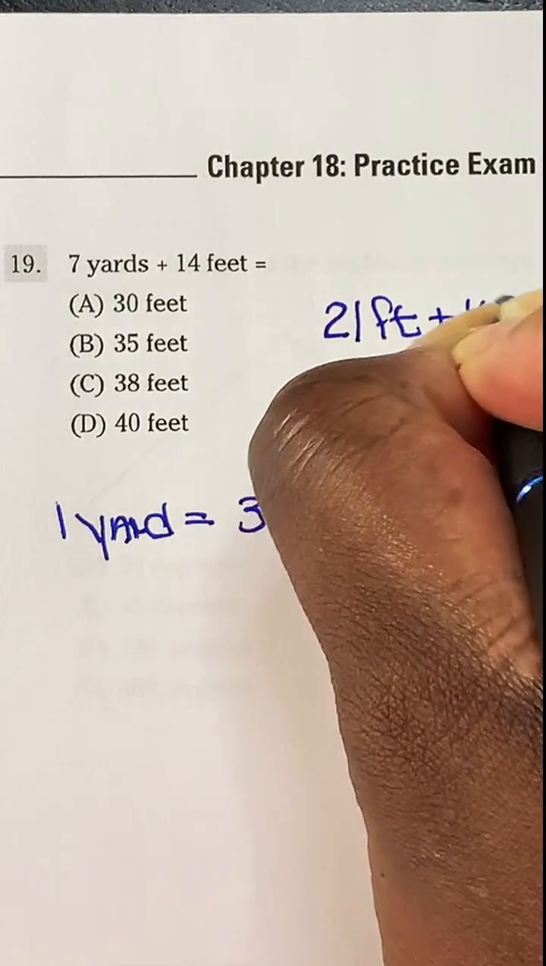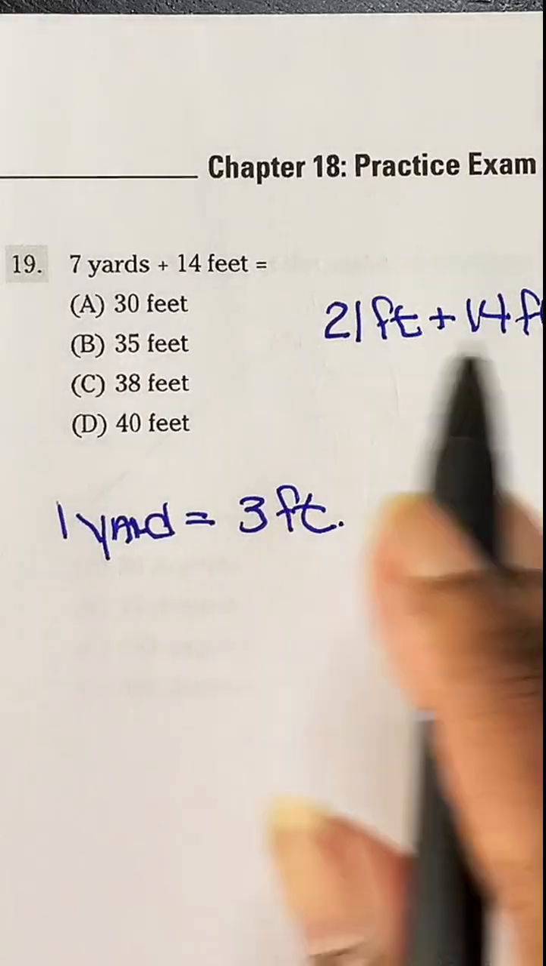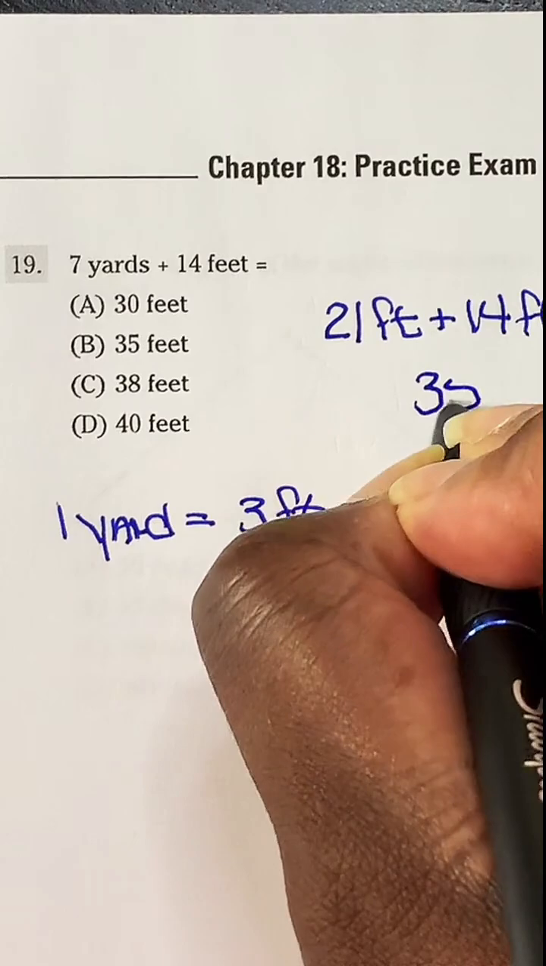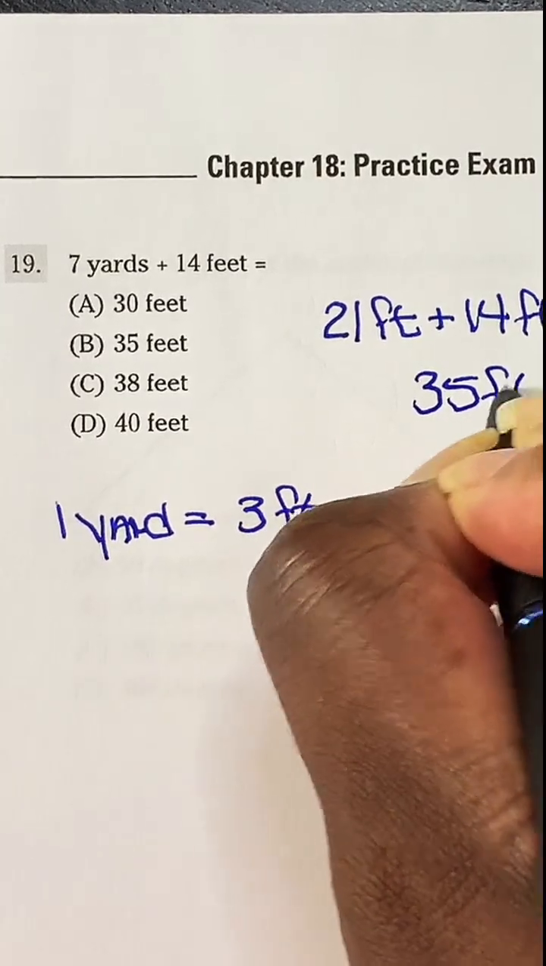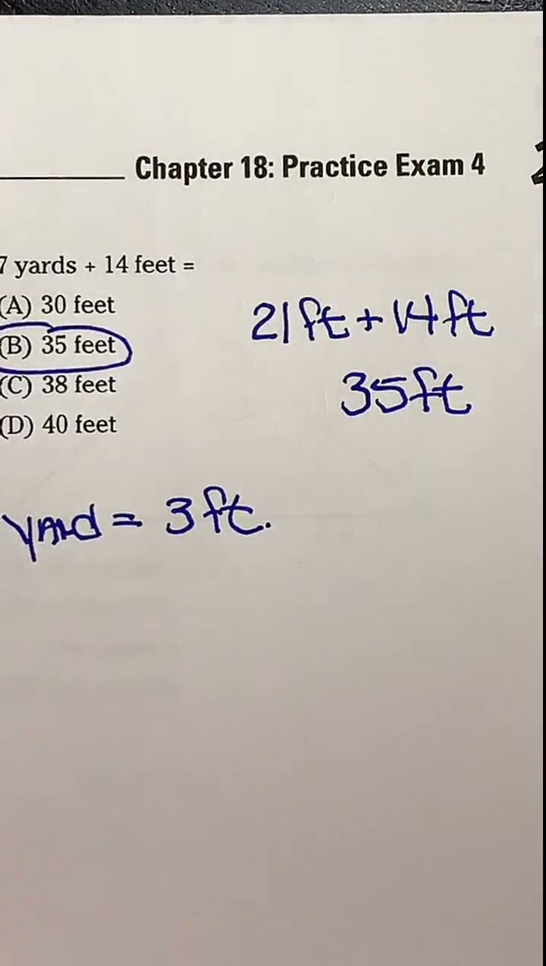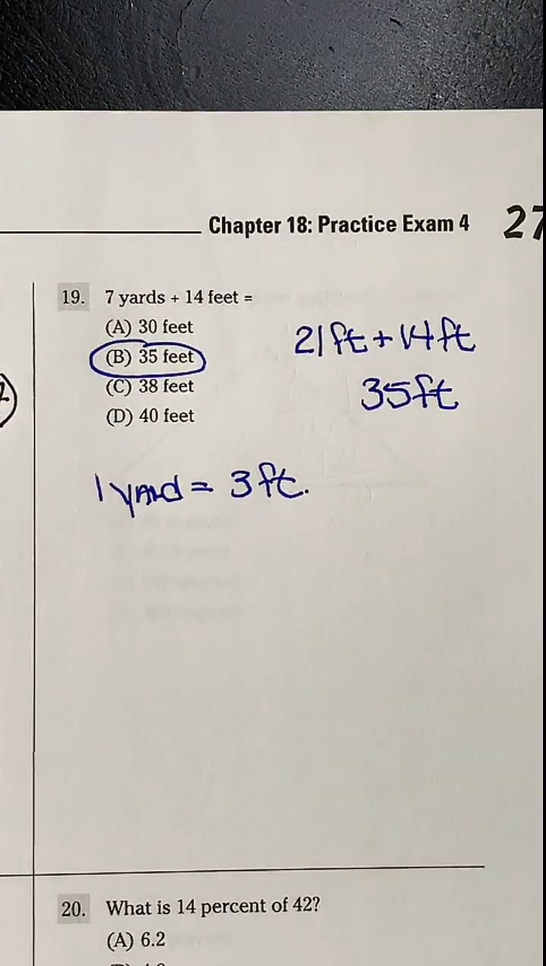Add 14 to that. So you have 21 and 14. That gives me a 35. And it's not 35 feet squared, it's just feet because we're just adding them. Okay. All right. So that's all we had to do. That's it.